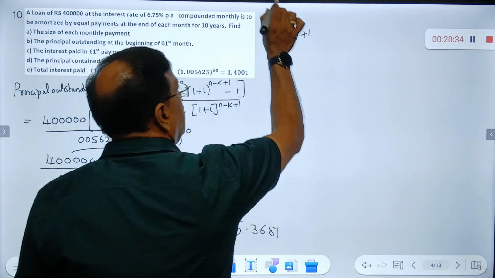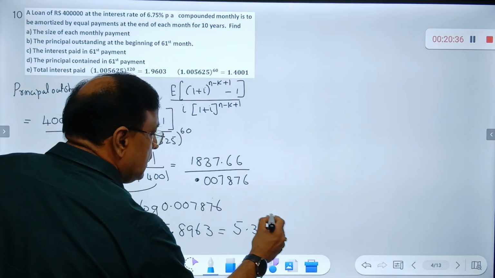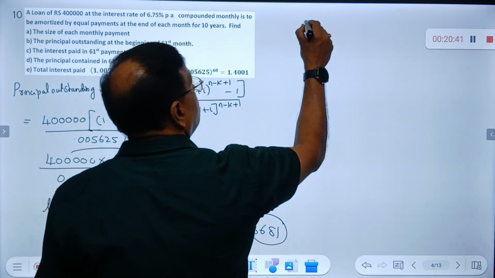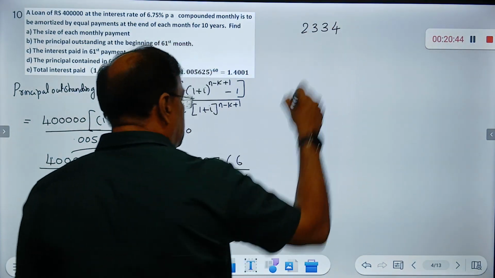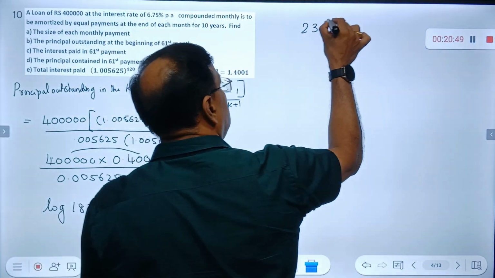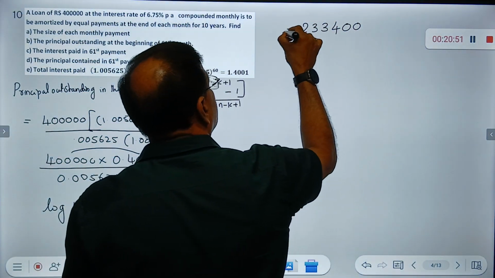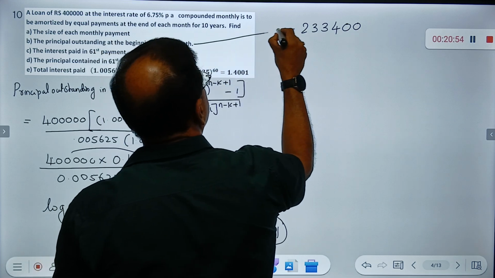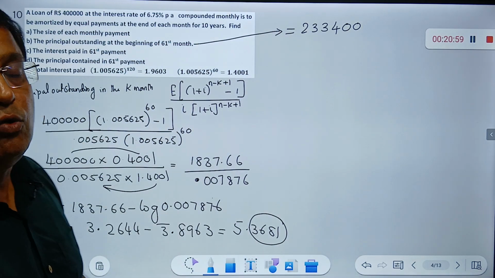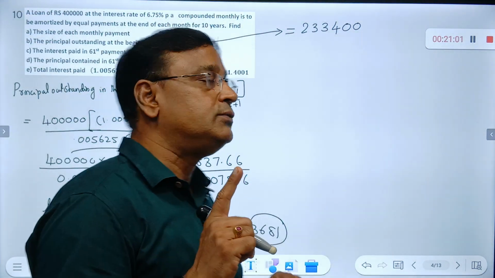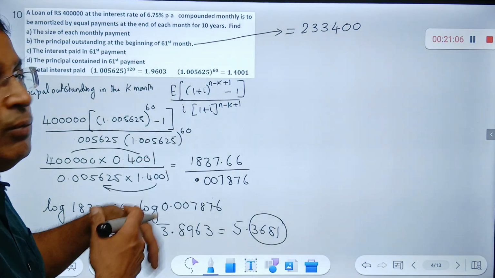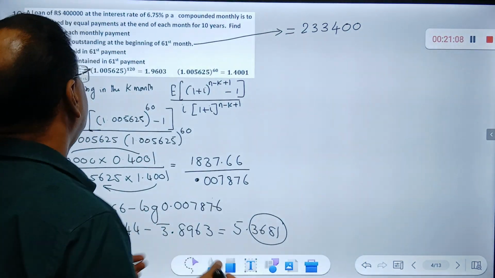Now take anti-log. Antilog of 3681 will be 2334. But the characteristic is 5, so it has to be a 6-digit number: 1, 2, 3, 4, 5, 6. So this will be your second subdivision, that is the principal outstanding at the beginning of the 61st month. All these formulas are given in the previous video. Please refer to it. I don't want to waste my time again and again giving you the same formula.